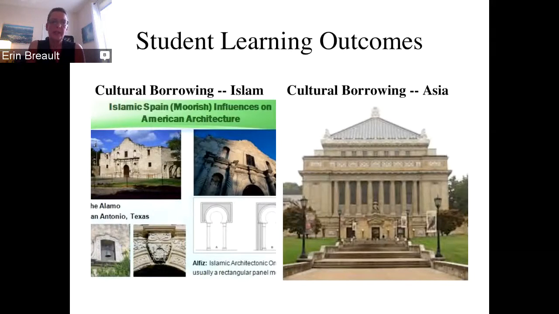The Alamo in Texas exhibits Islamic or Spanish Moorish influences. And to be specific, it's the Islamic architectural arch, which is called an alfiz, and I'm sure I'm not saying that correctly. And then one that they'd be very familiar with, being from Pittsburgh, is the Sailors Museum, which has clear influence from Asia with the pagoda style.